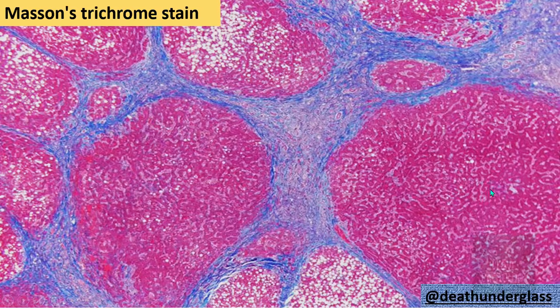You can do a special stain called Masson's trichrome stain, which stains collagen. The collagen takes blue color in this particular stain. So this is a Masson's trichrome stain which stains collagen.